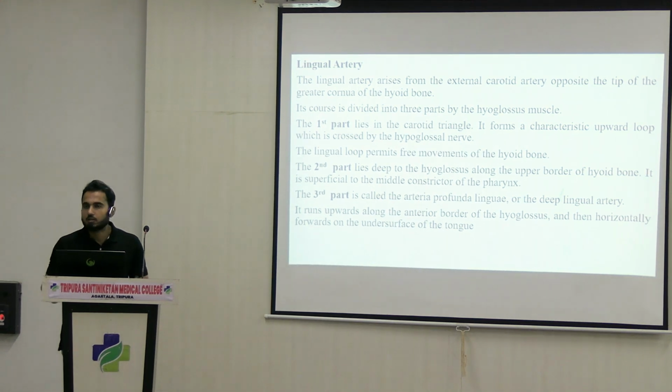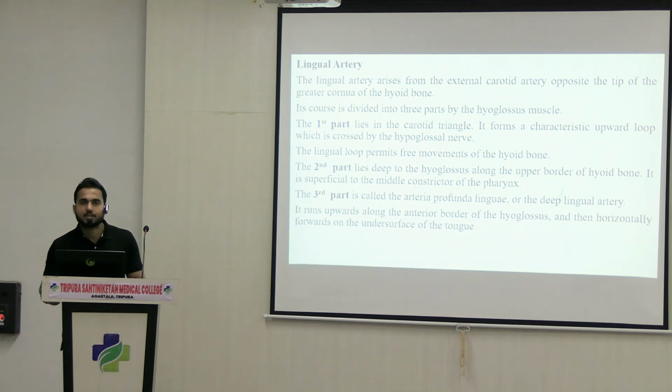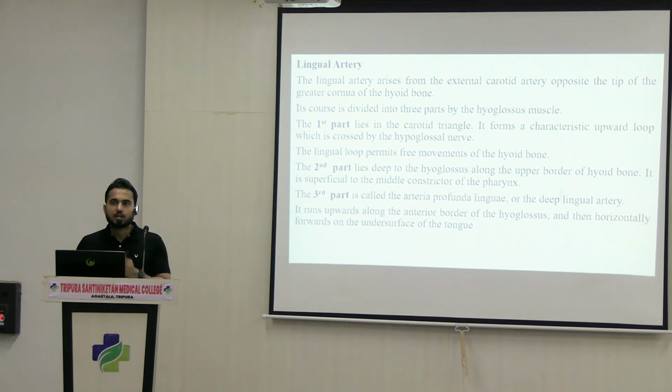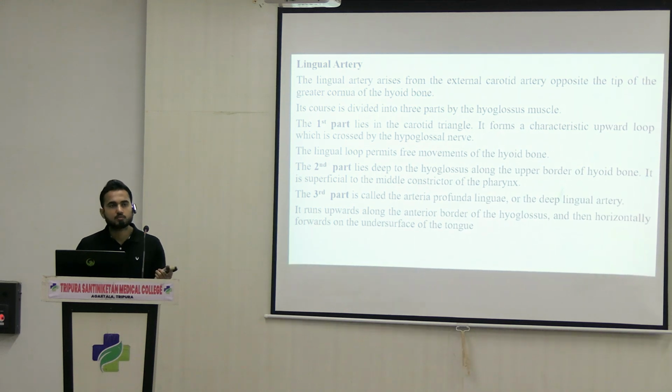Now, what is the origin of the lingual artery? It is a branch of the external carotid artery. If you see the origin, it arises from the tip of the greater cornu of the hyoid bone. That is the origin. And after that, the hyoglossus muscle. Now, can anyone tell me which is the key muscle of this region? Hyoglossus. Hyoglossus is the key muscle of this region. So this particular muscle, what will it do?